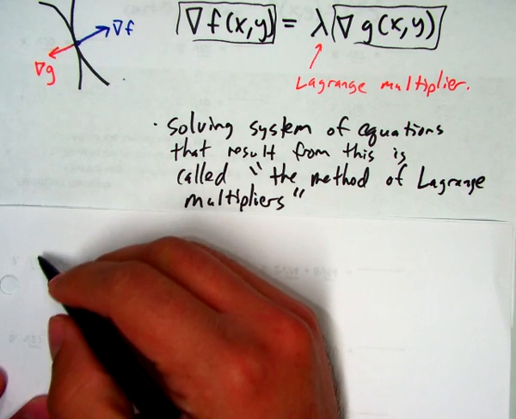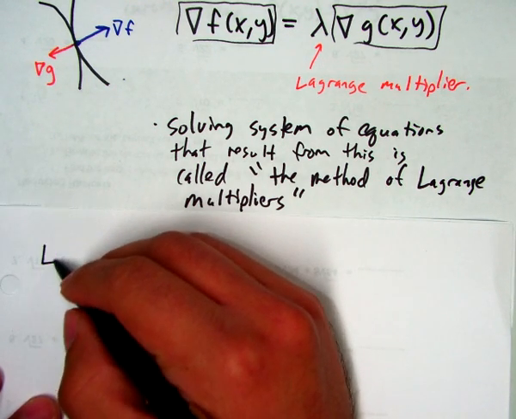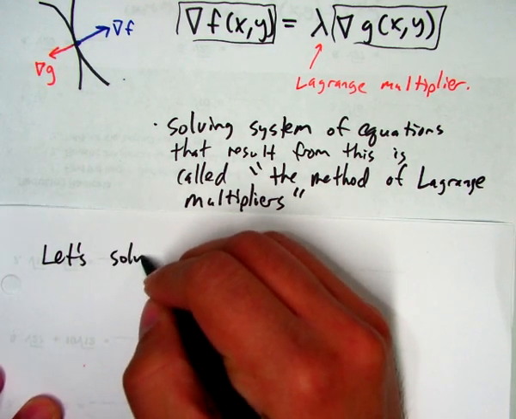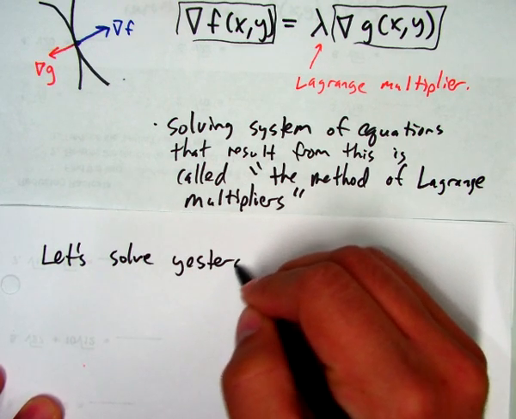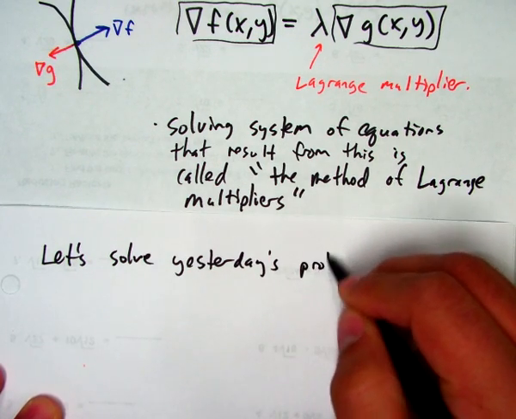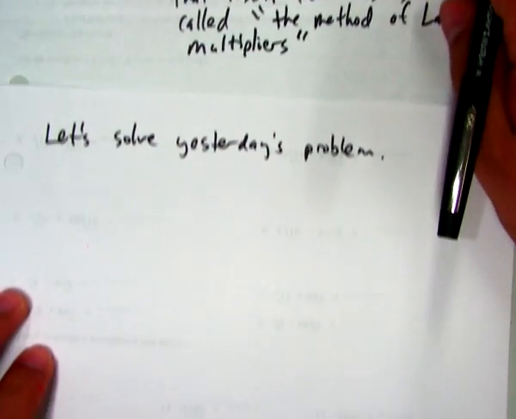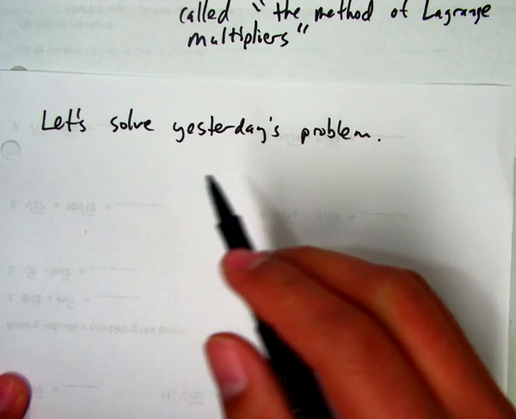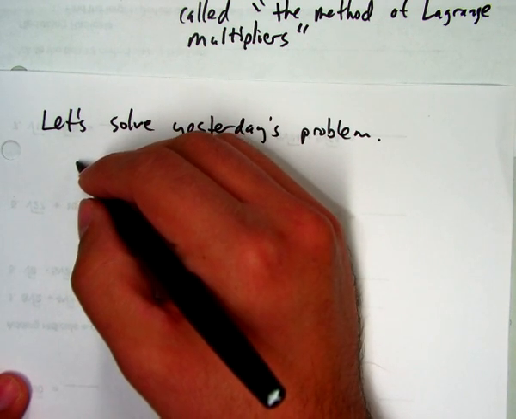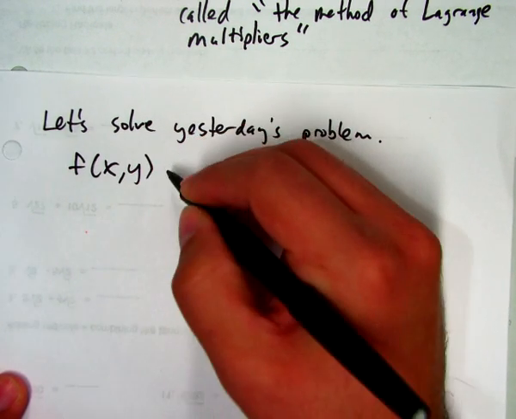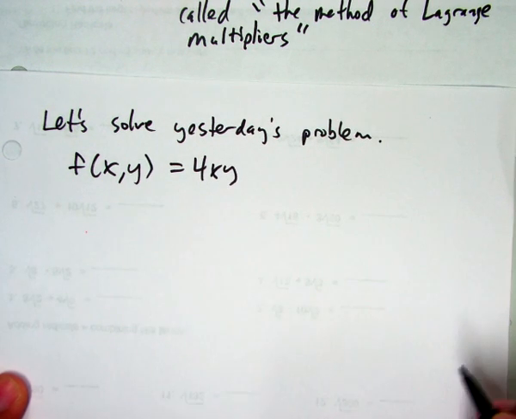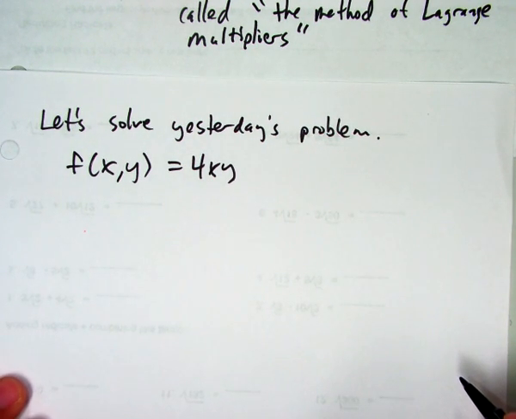All right, so let's revisit again. So let's solve yesterday's problem using this method of Lagrange multipliers. So we had f of x, y equal to 4xy. Wait, we never solved the one from before. That's the same one. No, but the one with the rectangle with the area and the ellipse. This.